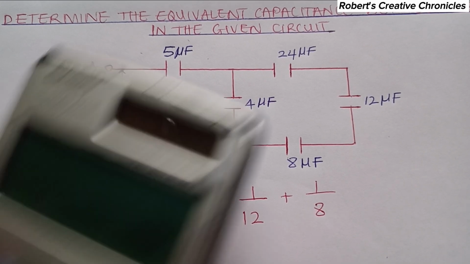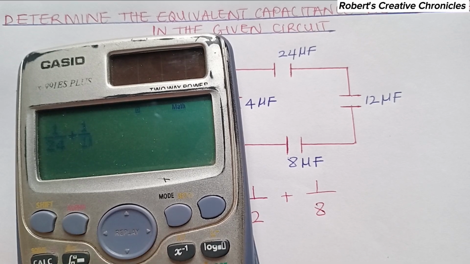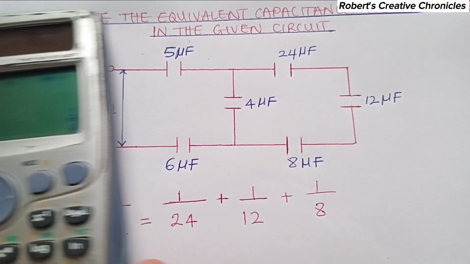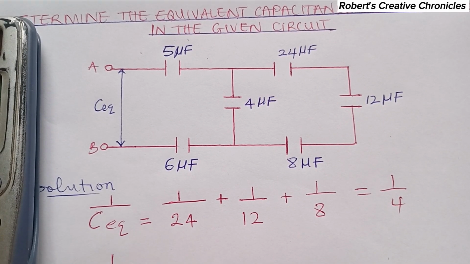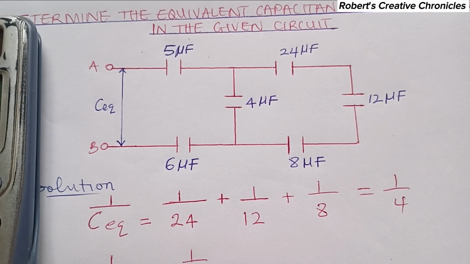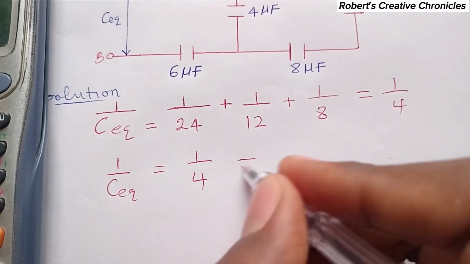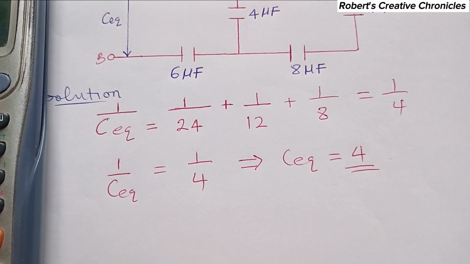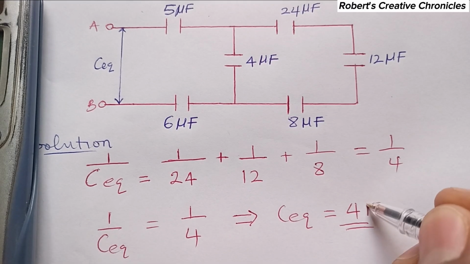So now, I can take the calculator. 1 over 24 plus 1 over 12 plus 1 over 8. So it's 1 over 4 here. So that means this equals 1 over 4. Now 1 over this is equal to 1 over 4. So now if you take the reciprocal of both sides, you get this will equal 4. So that means the equivalent capacitance of these three is 4 microfarad.